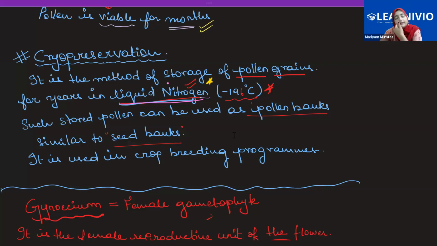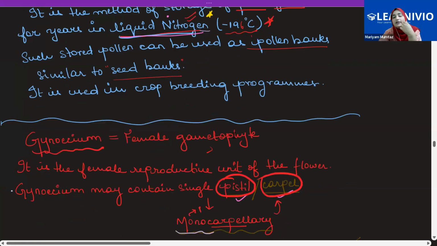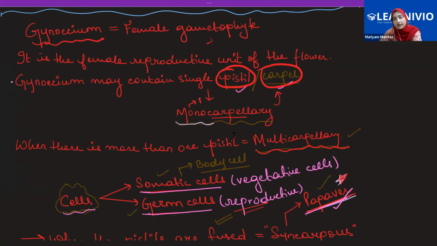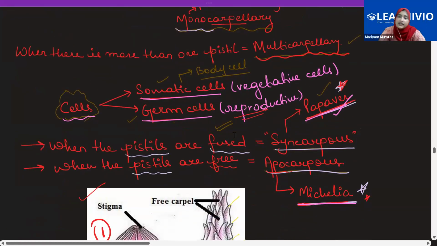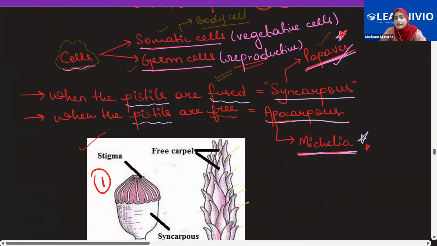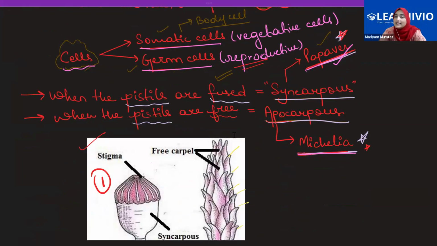That is, the androecium. Now we'll move on to the gynoecium, which is the female reproductive part. The female reproductive unit can be single: a single pistil, we call it monocarpillary. When more than one pistil is there, we call it multicarpillary. Many times the pistils, meaning the female reproductive parts, can be fused. That condition is called syncarpous.